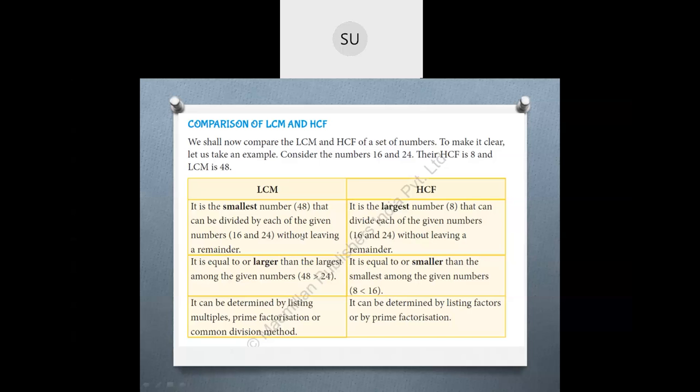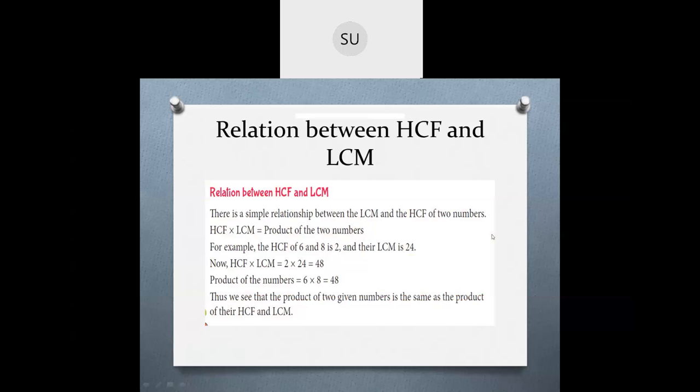Okay. So LCM can be determined by listing multiples, prime factorization or common division method. HCF can be determined by listing factors or by prime factorization. So for LCM, you list the multiples. For HCF, you list the factors. Okay, so this was the comparison of LCM and HCF.